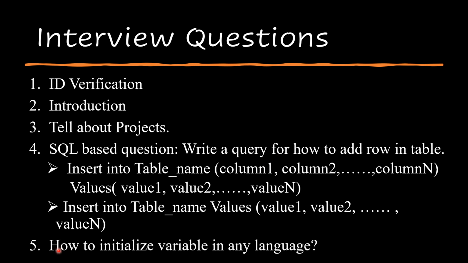The next question was how to initialize a variable in any language. During initializing a variable, initially we need a data type. So we define the data type of a variable. Then there are some rules for defining a variable, such that it should not start with a number or with an underscore or any special character. Then we can start the variable with a capital letter or small letter. You must know these things and what the restrictions and rules are while defining a variable.